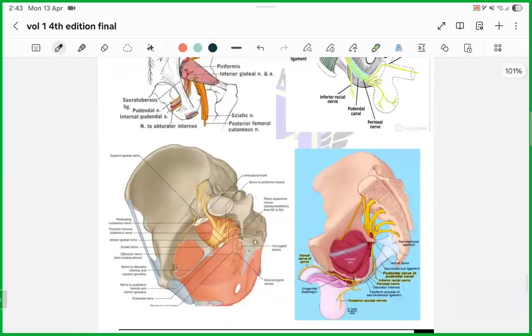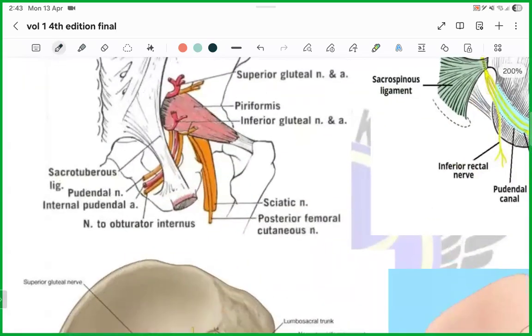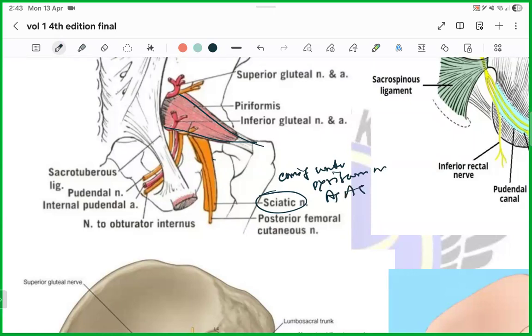You need to know the serial. Let me show you the serial from lateral to medial. So if this is the piriformis, the first structure will be sciatic nerve, coming under piriformis, or piriform muscle, as a single trunk. Below piriformis as a single trunk, mark my words. Just the words they use in the exam. Below piriformis as a single trunk.